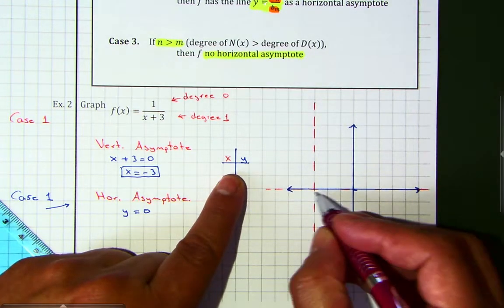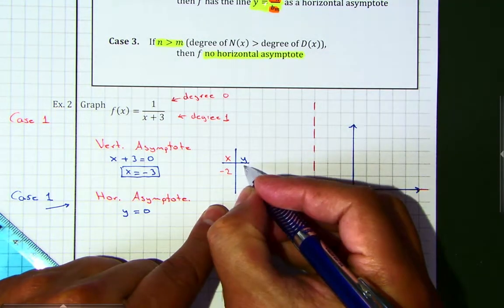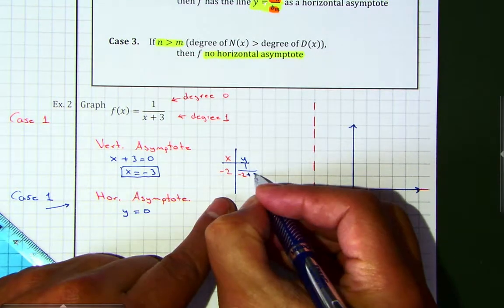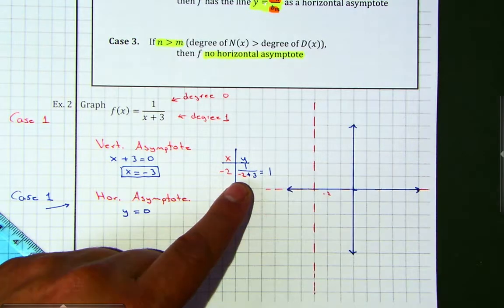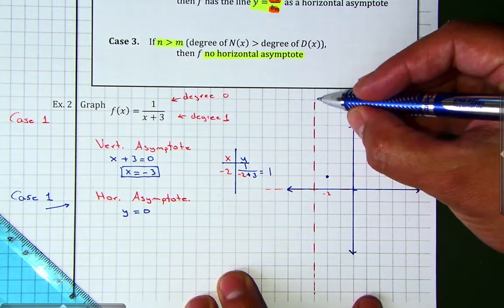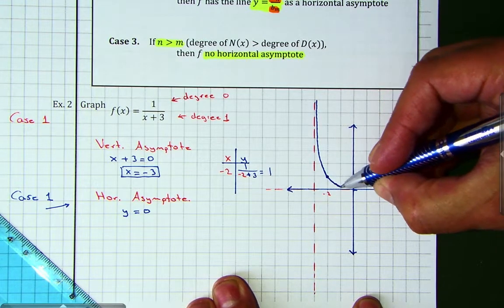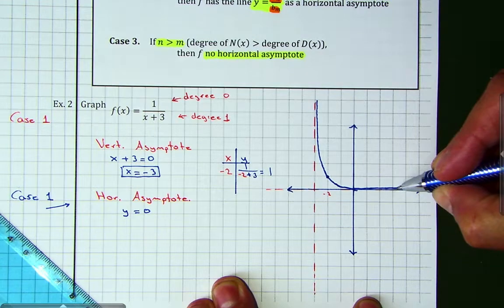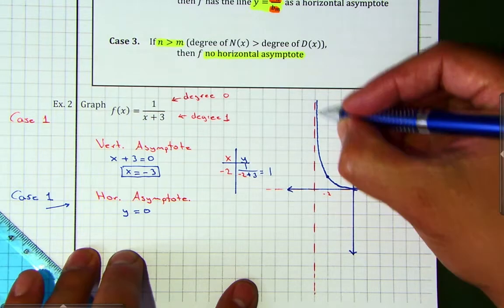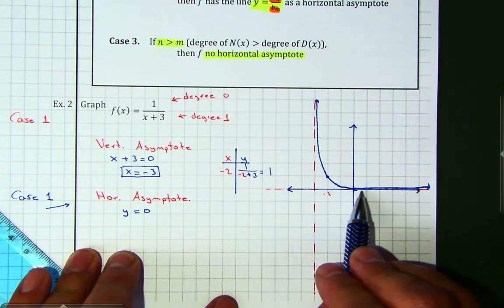I'm going to plug in a value to the right of the asymptote, so I'm going to plug in a negative 2. That gives me 1 over negative 2 plus 3, which is 1 over 1, which gives me 1. So if I plug in a negative 2, it's going to give me 1. So I know that this part of the graph will be on this side. And we know the shape because we have the parent graph. Remember that it has to get closer and closer to your asymptotes. It cannot cross your asymptote. It has to get closer and closer.